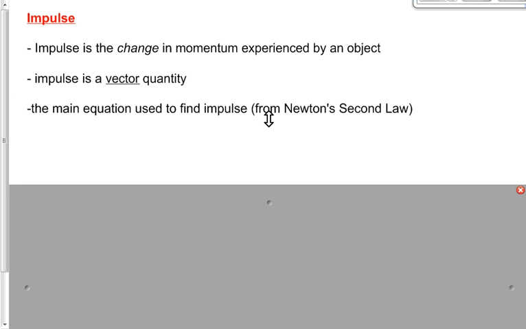Now we're going to derive an equation for impulse, this change in momentum. But we're going to do it from something that you learned last year, Newton's second law. Does anybody remember Newton's second law from Physics 20? Remember the first law? An object at rest stays at rest. An object in motion stays in motion at a constant speed, straight line until acted upon by an unbalanced force. Third law was basically for every action there's an equal and opposite reaction. What's the second law?